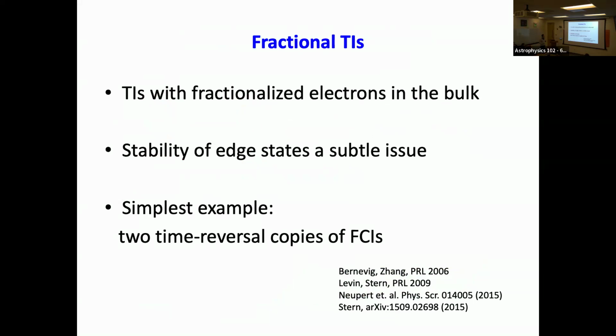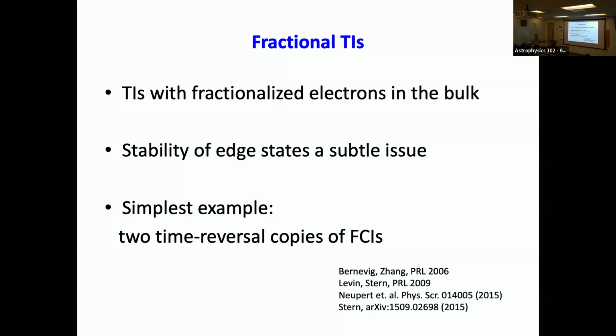For fractional TIs, at this point you can think of any quantized version of the Hall effect as being fractionalizable. So fractional TIs are TIs with fractional electrons in the bulk. The stability of the edge state is a subtle issue here. The fractional TI was first pointed out in a paper by Bernevig and Zhang in 2006, and later further developed by Levin and Stern in 2009. These are the two papers we're interested in. Maybe the simplest example of a fractional TI is time reversal copies of FCIs.